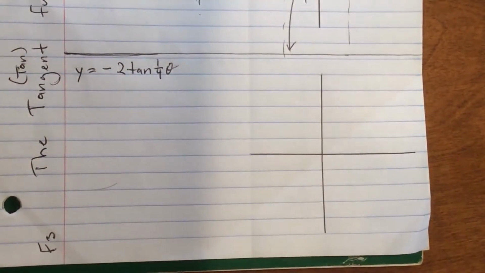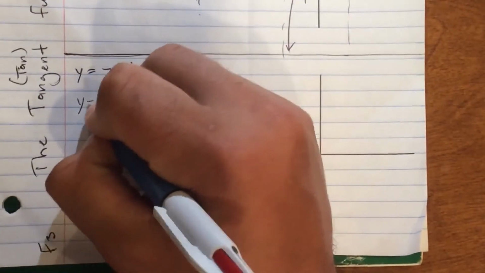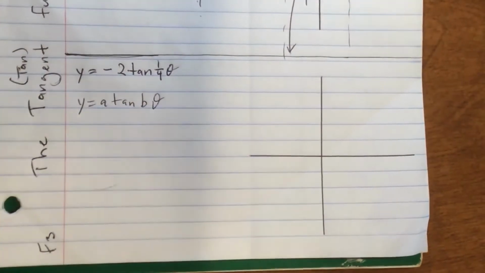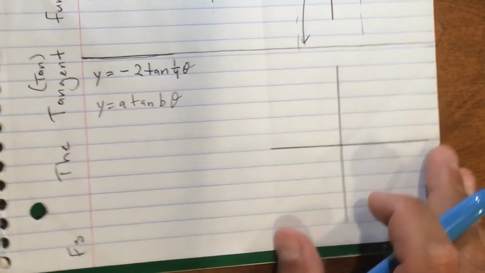This is part 3 of Foldable number 3, graphing the tangent function. And for this one, we're going to be using the same formula of y equals a tangent of b theta.